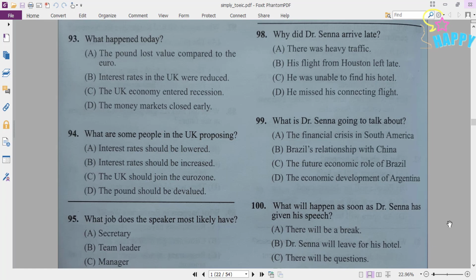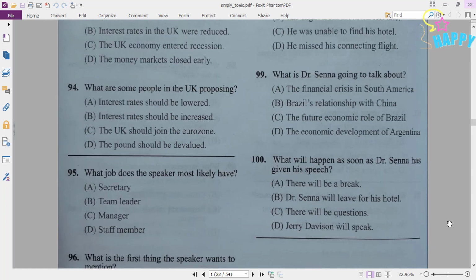Question 98. Why did Dr. Senna arrive late? Question 99. What is Dr. Senna going to talk about? Question 100. What will happen as soon as Dr. Senna has given his speech?